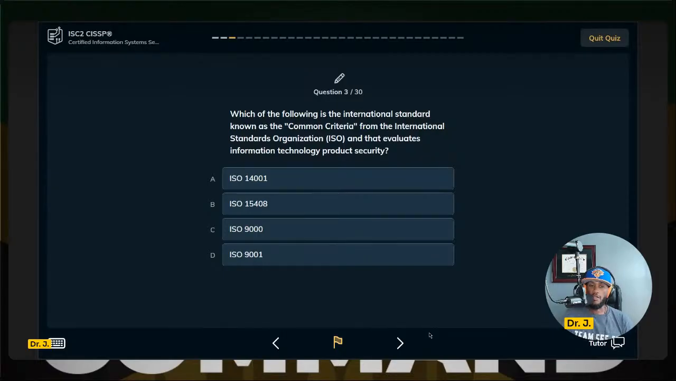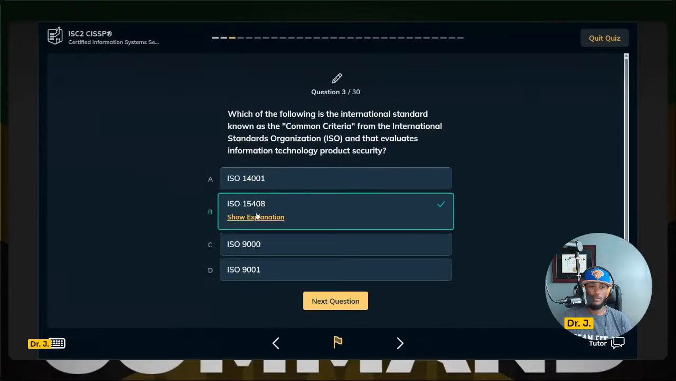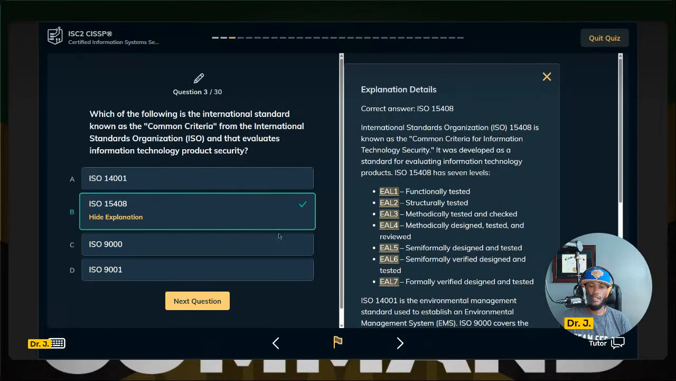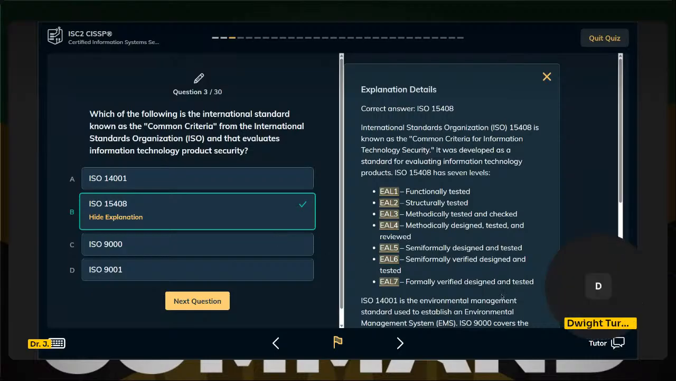Which of the following is the international standard known as the Common Criteria from the International Standards Organization that evaluates information technology product security? I believe this is Bravo. Yeah, ISO 15408 is known as the Common Criteria for Information Technology Security.